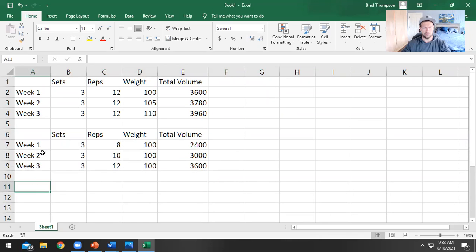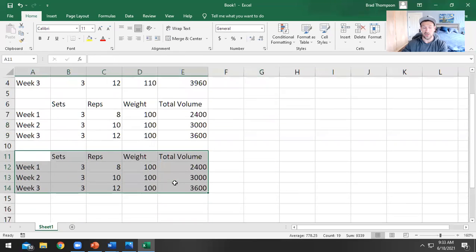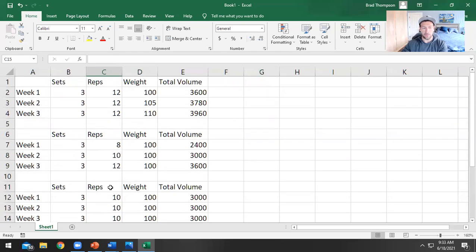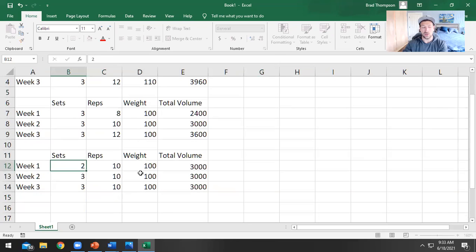And then there's also the version where maybe we keep the weight the same, and we keep the reps the same, but now we go from doing 2 sets to 3 sets to 4 sets. And now we're seeing a massive increase between our volumes. So that's another way that I could do it.